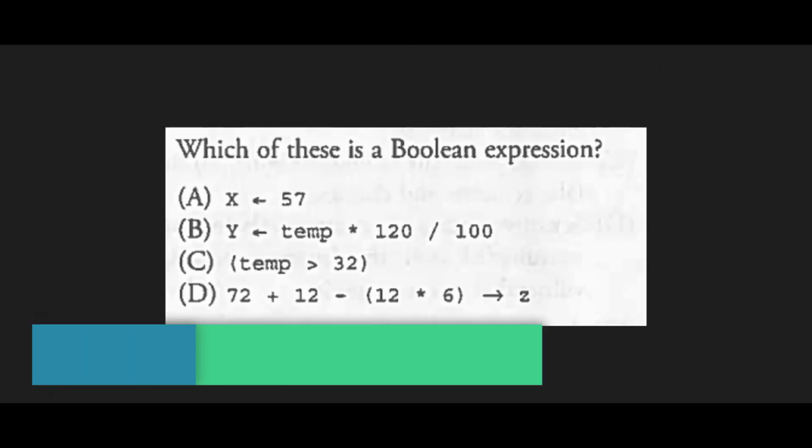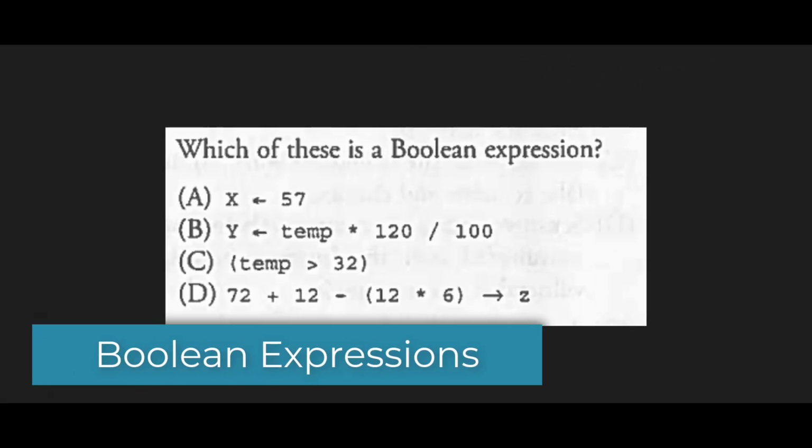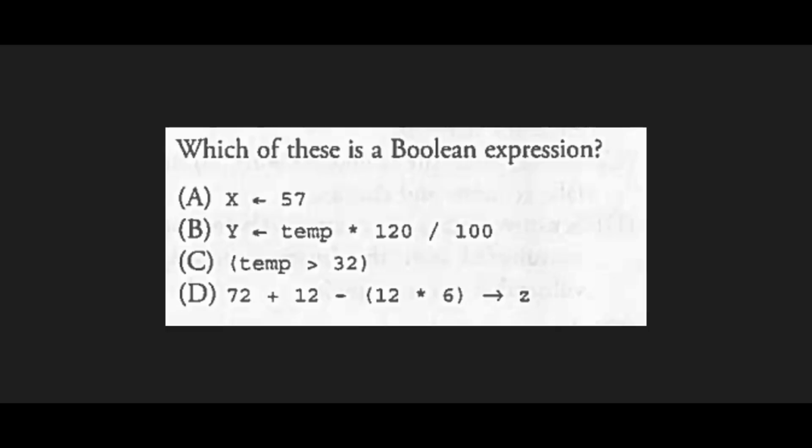This is a good question to start with here, because it kind of covers the definition of Boolean expression. So a Boolean expression is going to be one where the value of it is true or false. Of these, only one of these actually evaluates to true or false. Here, of course, we're assuming that temp has a value, let's say 50. This will evaluate to true. 50 is greater than 32. The answer here would be C, but it's worth noting why the other ones are not the answer.